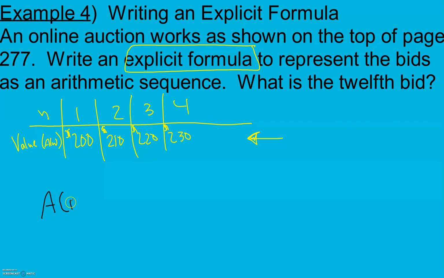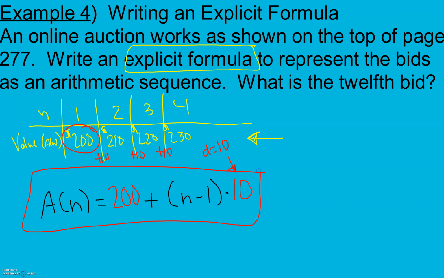We want to write an explicit formula. So here, A of n, the amount of any term, is going to be the first term plus n minus 1 times our common difference. We're going to take our common difference times itself, times 1 time less than the term number we're looking for. So here we started with 200. To go from 200 to 210, we add 10. Here we add 10. Here we add 10. So our common difference is going to be 10.